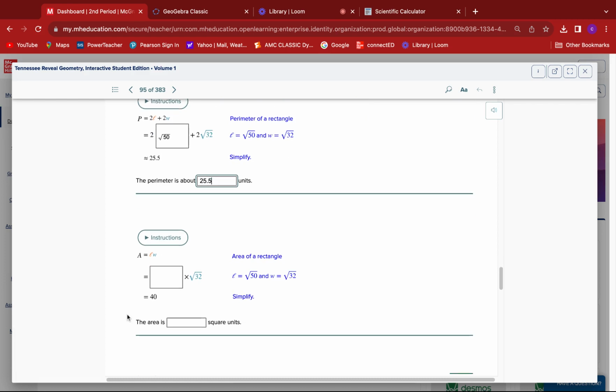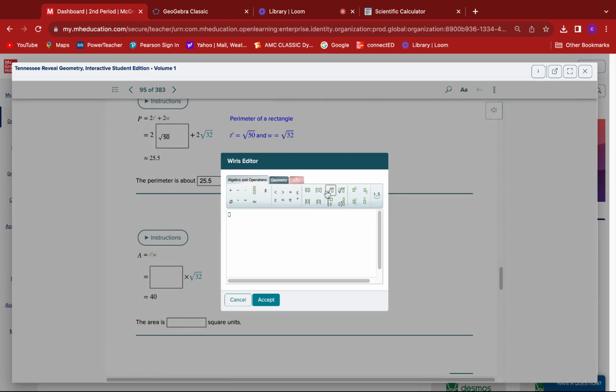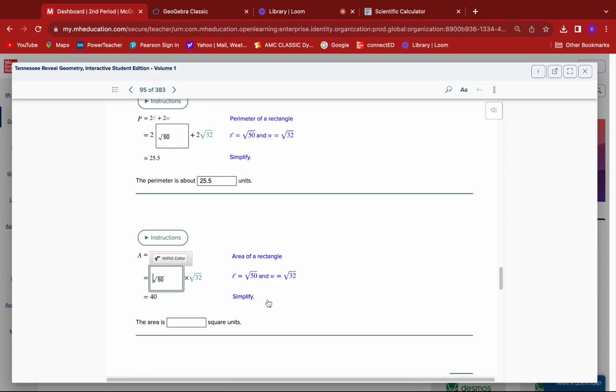Okay. All right, here we go for area. Well, I already have my length and my width by doing the Pythagorean theorem or distance formula if you're doing that, and that's fine. So I'm going to do the square root of 50 times the square root of 32. And the reason why is because length times width, or if you prefer base times height, you're just multiplying the two things. So I'm going to do square root of 50 times square root of 32, and you can see it gets a 40, so your area is 40 square units.